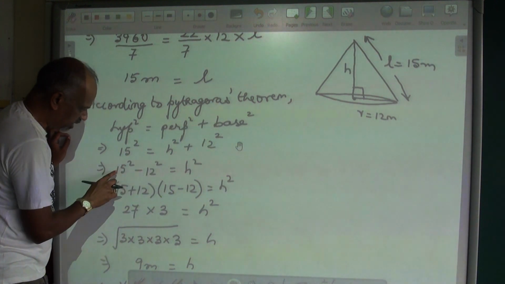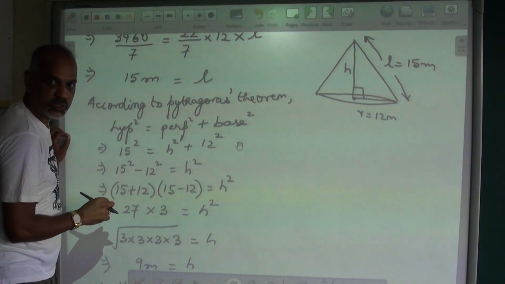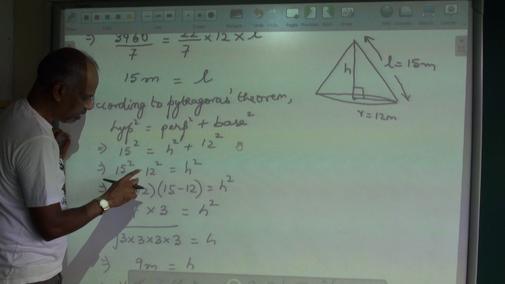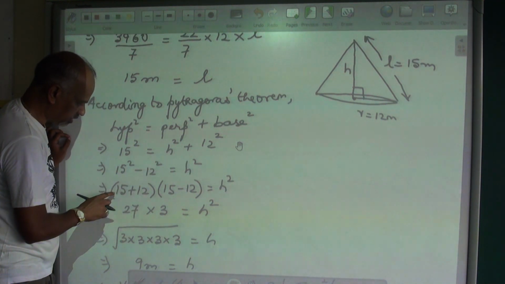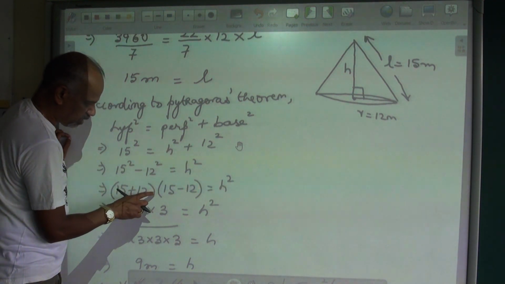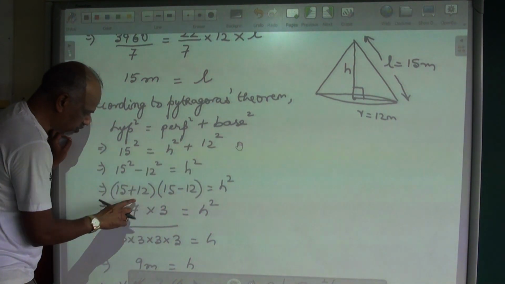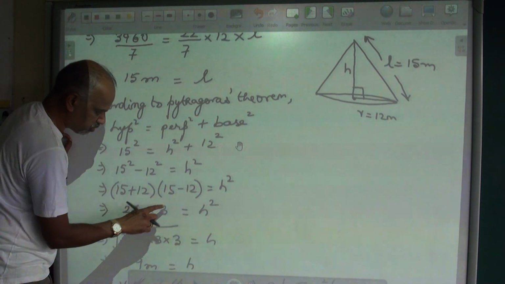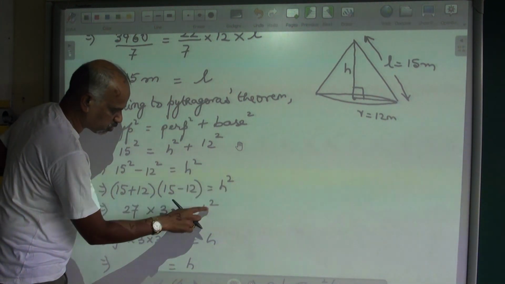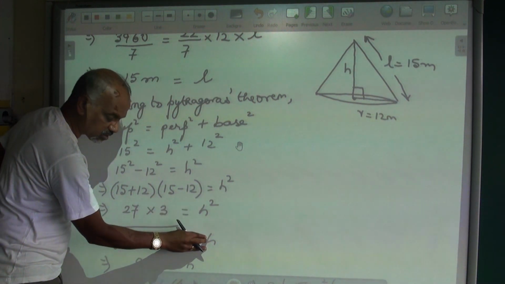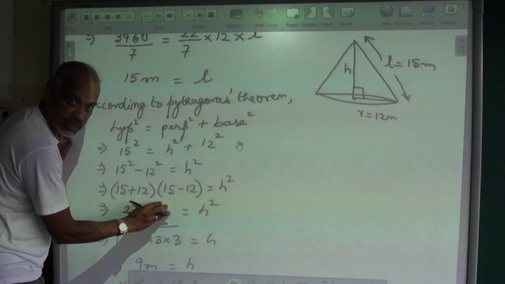This is in the form a squared minus b squared, which can be written as a plus b into a minus b. That's our next step. a plus b into a minus b is equal to h squared. Add these two, that will give you 27. Subtract these two, that will give you 3, is equal to h squared. So if you have to find height, you have to find the square root of this.